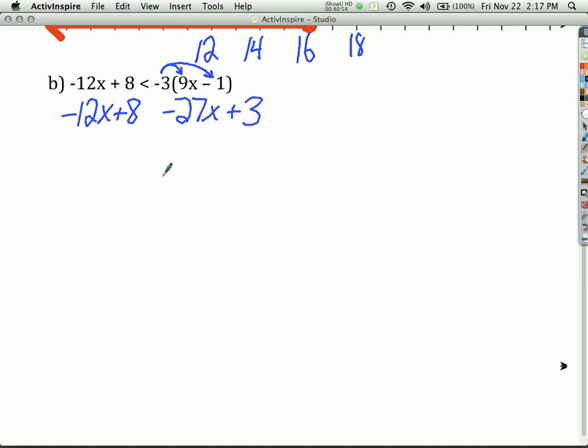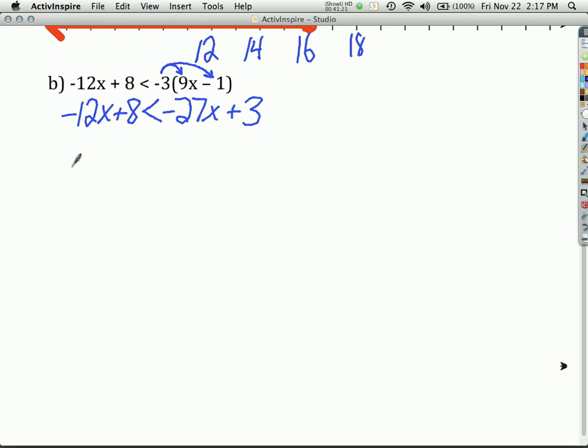Transformations are the things we do while solving. This was just simplifying. And so Brian's interpretation was perfect. We are not going to touch the symbol. We only do something if we at some point multiply or divide both sides by a negative number. Very good. So now we've simplified the right, we simplified the left, now we're ready to solve.